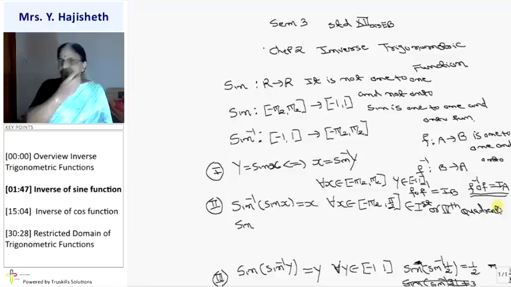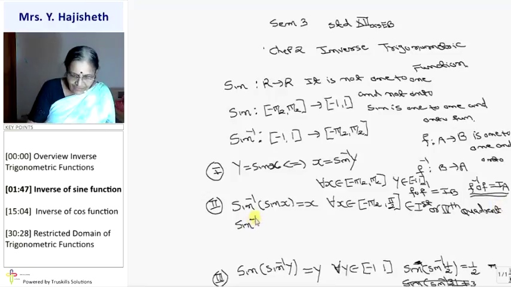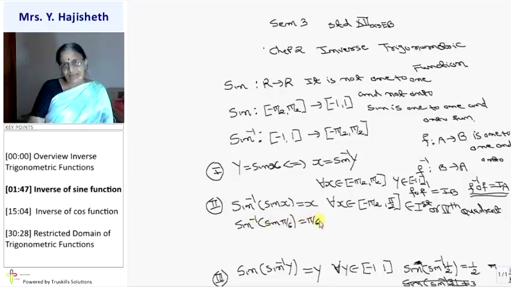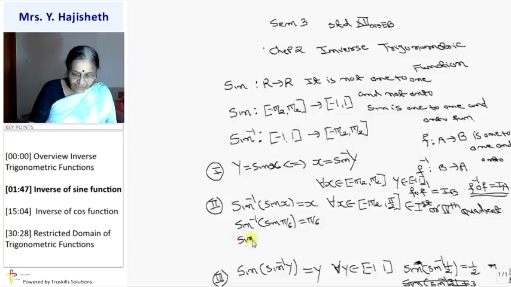So sine is positive in 1st and 2nd. So the 1st and 2nd quadrant answers come in the 1st quadrant, and the 3rd and 4th quadrant answers come in the 4th quadrant. Let us see. Sine inverse of sine pi by 6 is pi by 6, okay? Because pi by 6 belongs to the closed interval minus pi by 2 to pi by 2. But sine inverse of sine, suppose pi by 6 in the second quadrant is pi minus pi by 6, so 5 pi by 6.